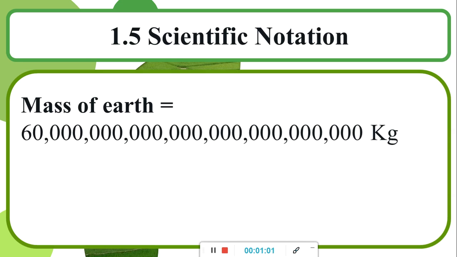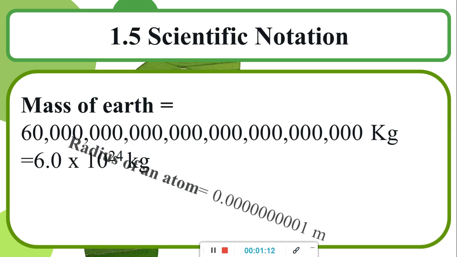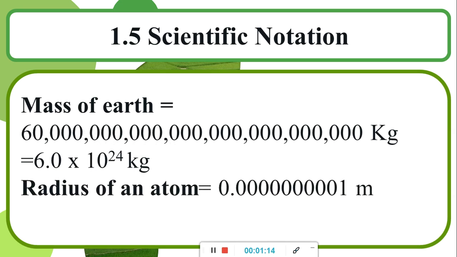Similarly, if I talk about the radius of an atom, it is about 9 zeros after the decimal point with 1 meter. In scientific notation, I can write it as 1 multiplied by 10 raised to power minus 10 meter. So in scientific notation, a number is expressed as some power of 10 multiplied by a number between 1 to 10.